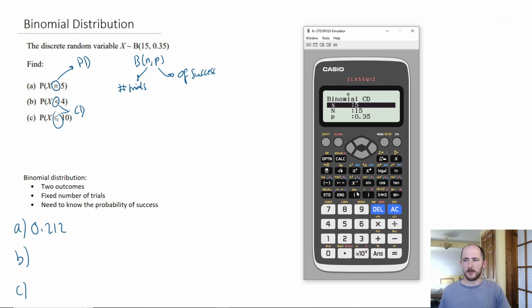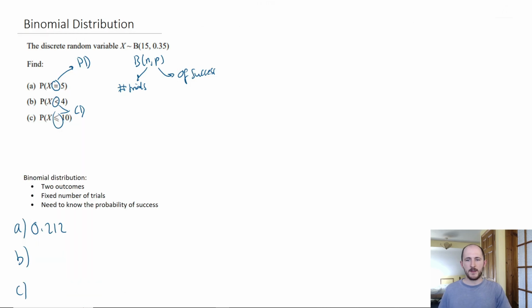Okay, and then variable. Now, in this case, if you're very eagle-eyed, you may have spotted that one has a less than or equal to sign, and this one has a less than sign. Just so you're aware, CD only gives you less than or equal to. It doesn't give you greater than. It doesn't give you greater than or equal to. It doesn't give you less than. It only gives you less than or equal to.